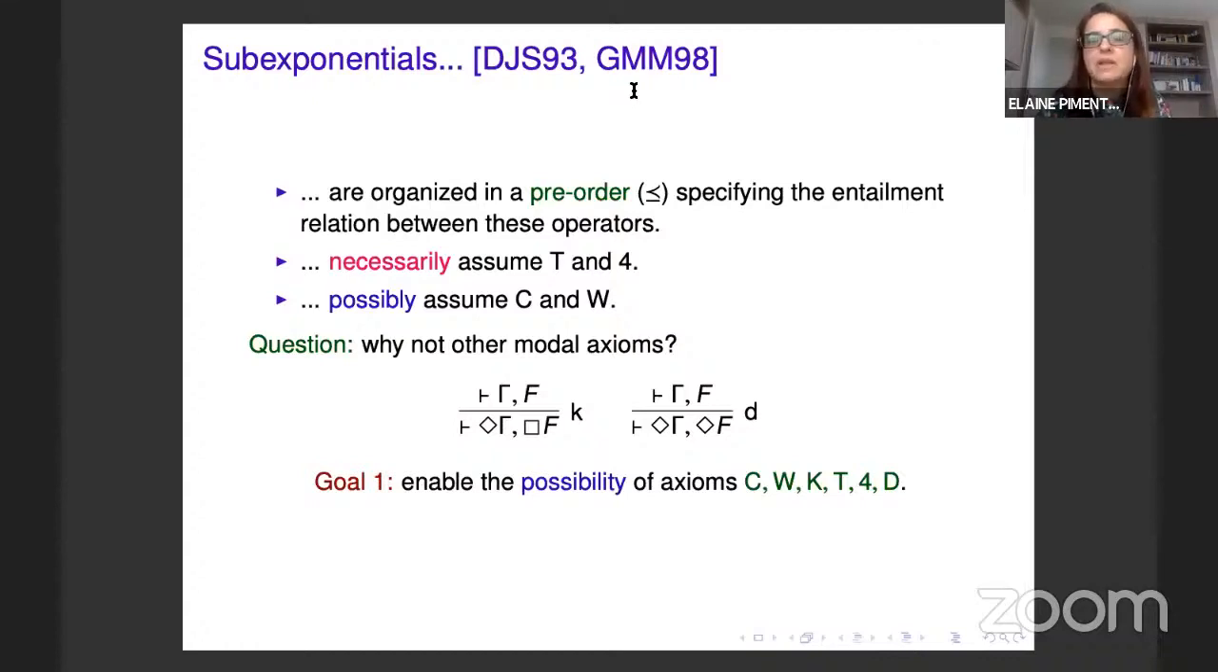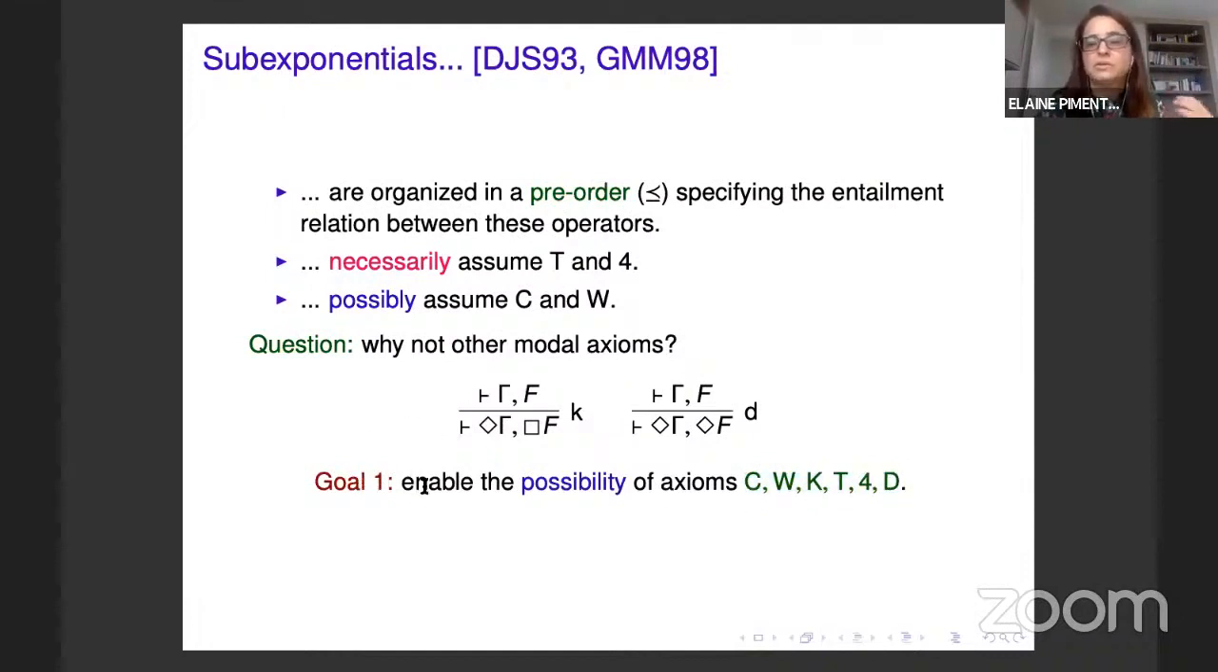And then they allowed it there that the modalities in linear logic would have this or that flavor, not only contraction and weakening, T and 4. So you could possibly have all of them. So I put all of them here: C, W, K, T, 4, and D, okay? So this is the first goal of this talk.